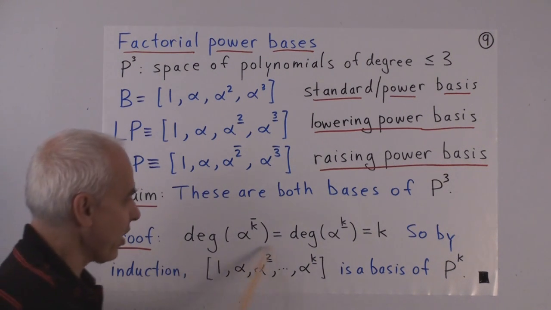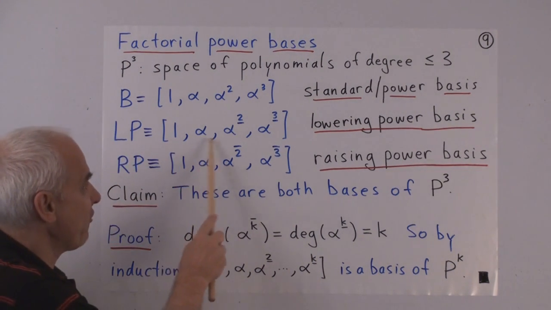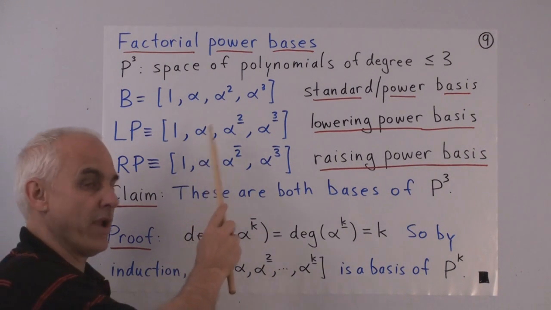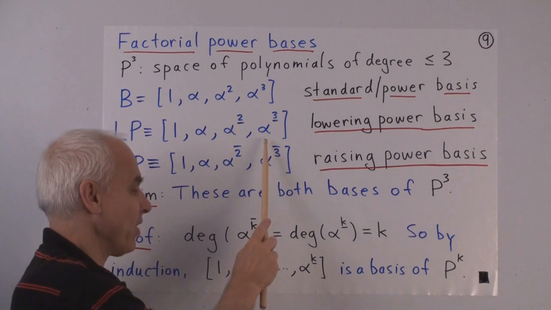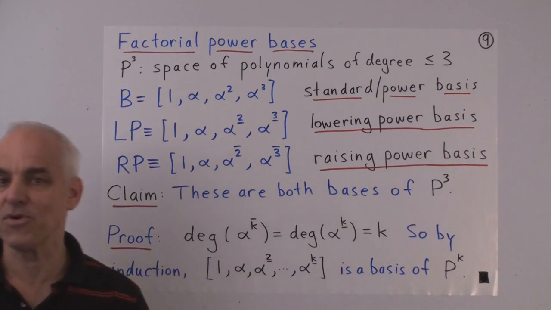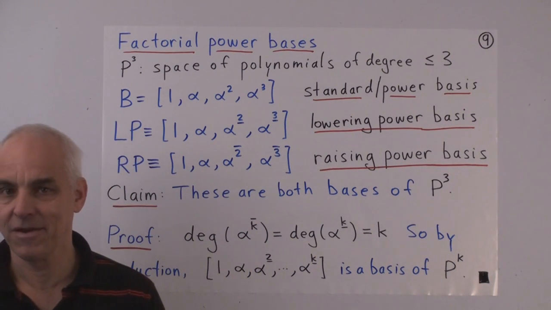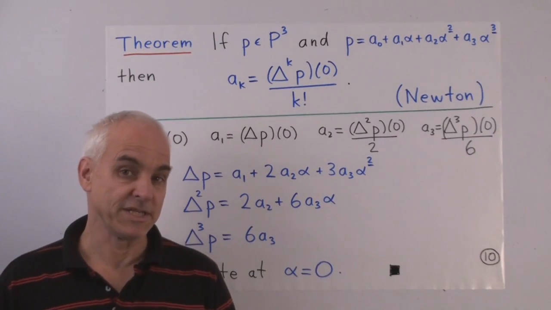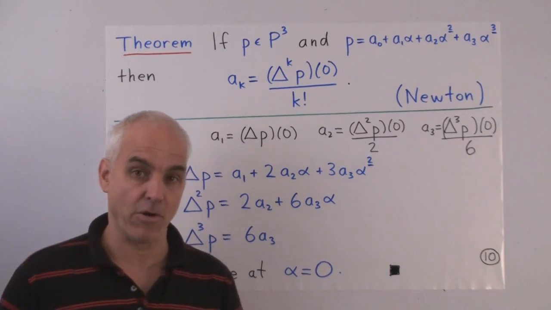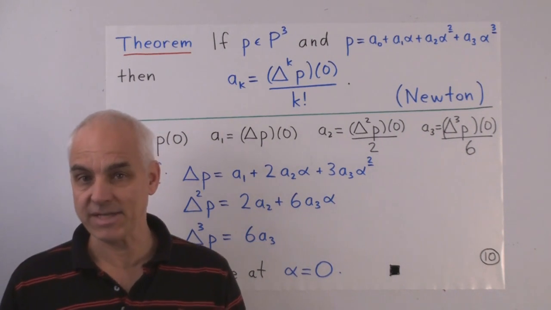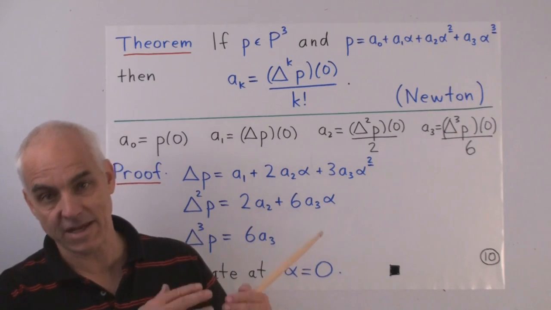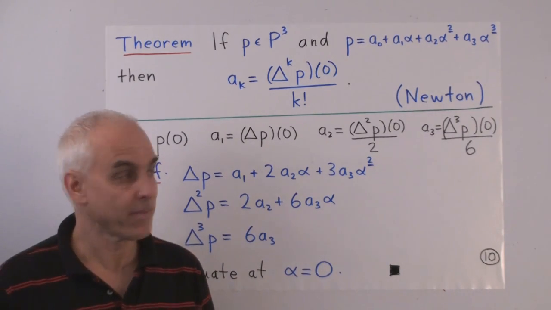That's a rather general argument. Whenever you have a bunch of polynomials, the first one of degree 0, then the next one of degree 1, then the next one of degree 2, degree 3, and so on, that's always going to form a basis for the space of polynomials. So from now on, we're going to stick to the lowering power basis, and everything that we say can be translated and restated in terms of the raising power basis as well.